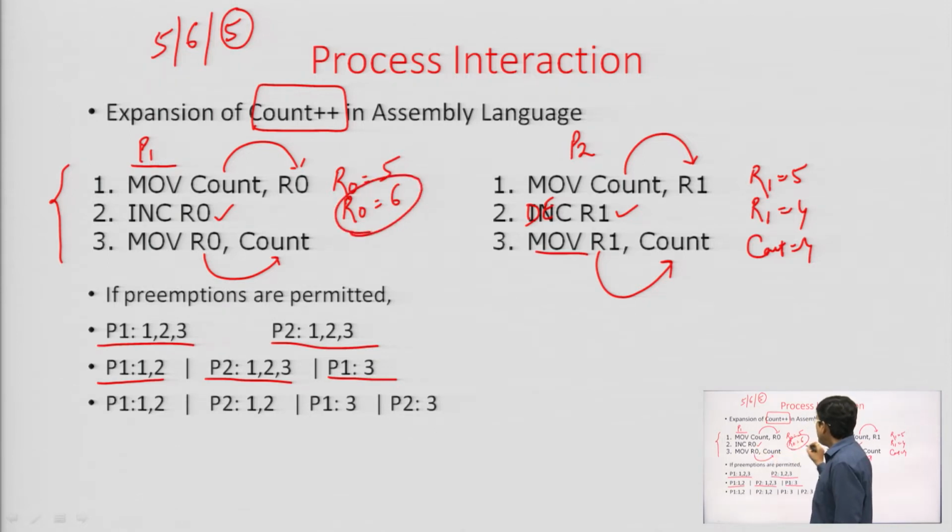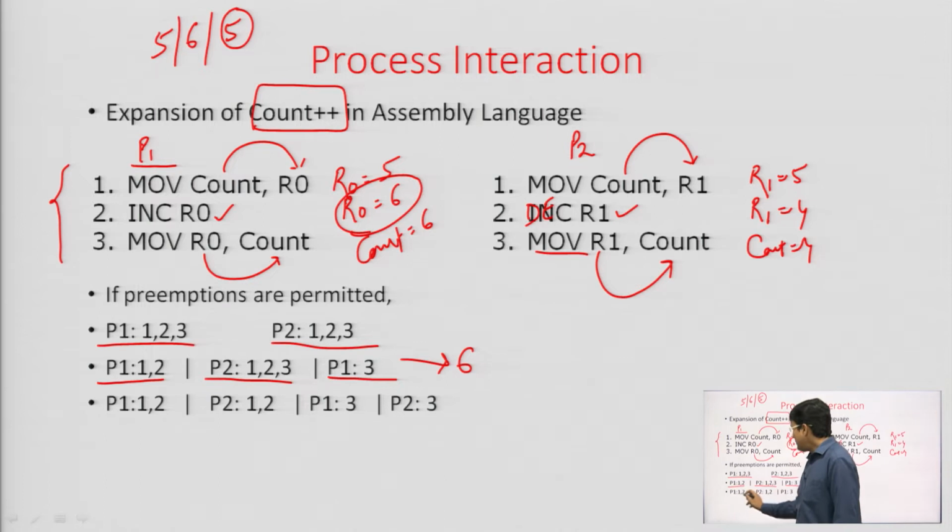which says to transfer the value of R0 into count. The value of R0 is 6 and it will be transferred to count. So, count contains 6 now. As a result, here count contains 6. Now, there is another scenario.